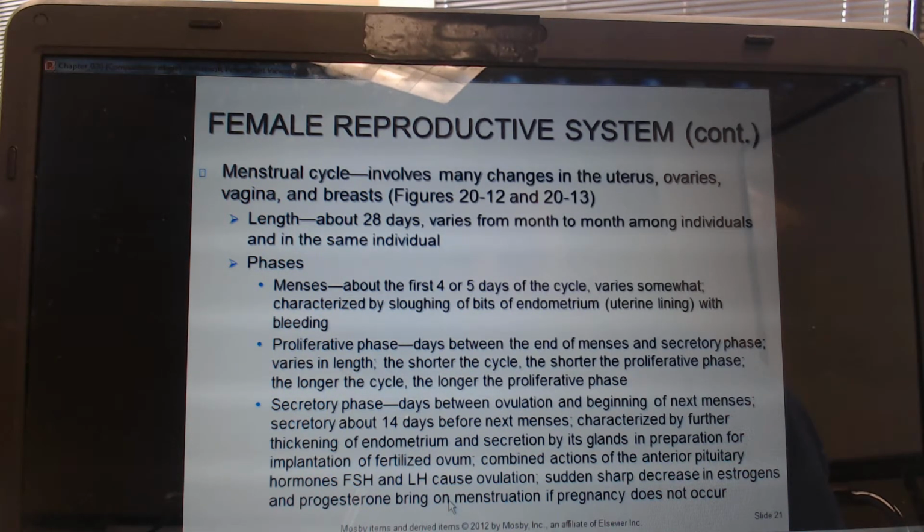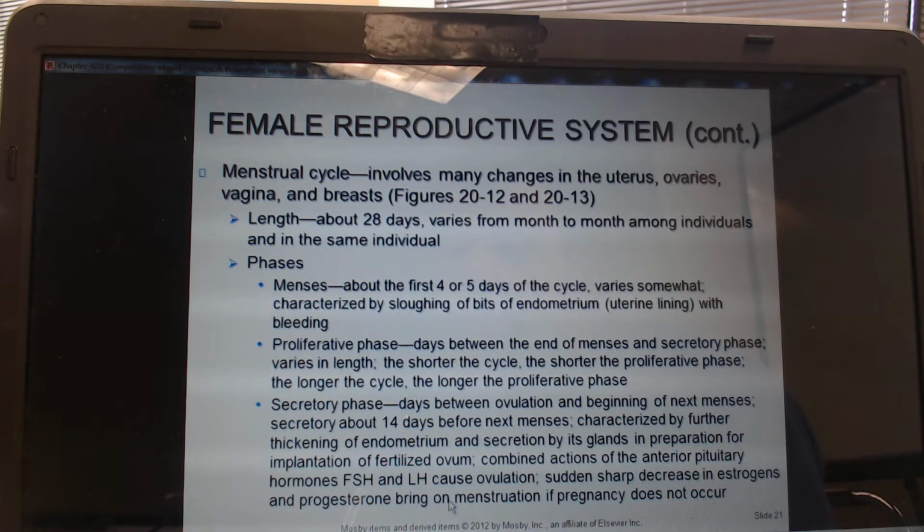After the sloughing off phase, the menses, we have the proliferative phase. It's between the end of the menses and the secretory phase. It varies in length. The shorter the cycle, the shorter the proliferative phase. The longer the cycle, the longer the proliferative phase.